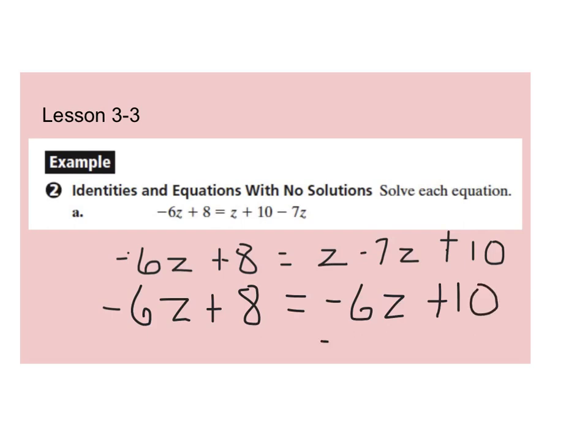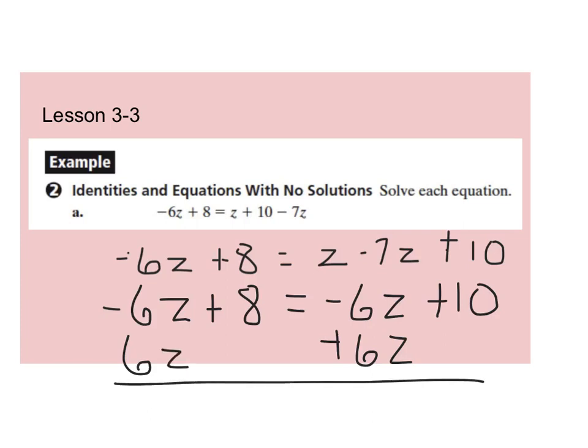So if I were to add 6z to both sides, I'm left with only 8 equals 10. All of my variables have disappeared. This is an indication that something strange is going on, and it's going to be one of two situations when all of your variables are disappearing on you. It's either an identity or a no solution.